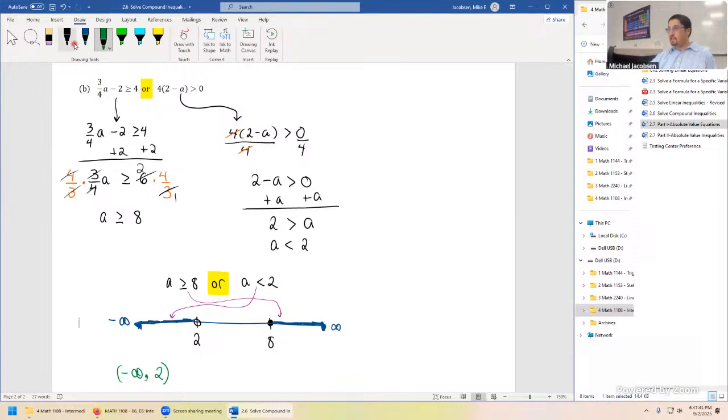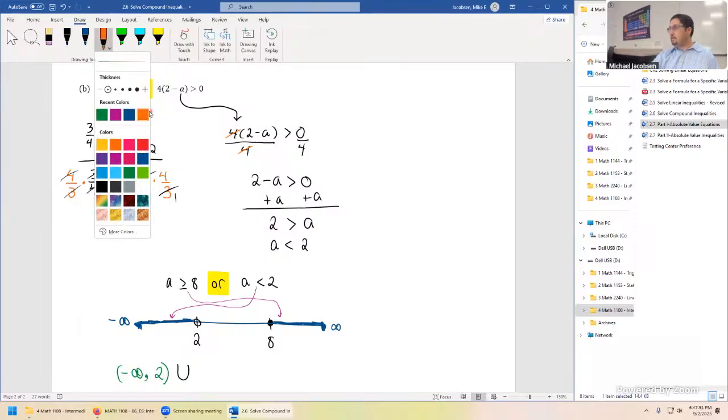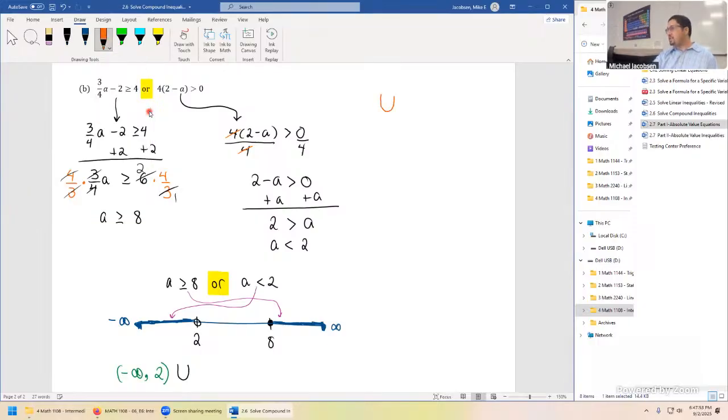Here's the new thing. The way we express OR whenever we're dealing with interval notation is through this symbol. It looks like a capital U, but U is just referred to as the union symbol. Union just meaning we're putting 2 things together. And union is always conflated with or at the same time.